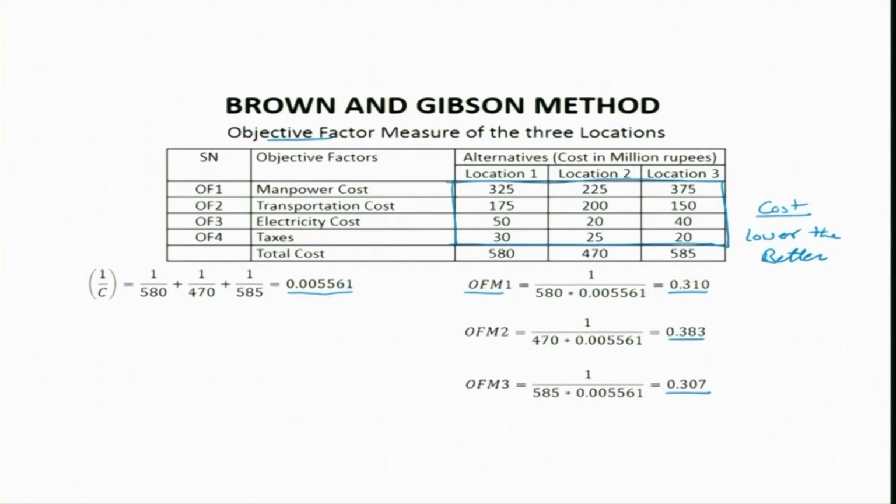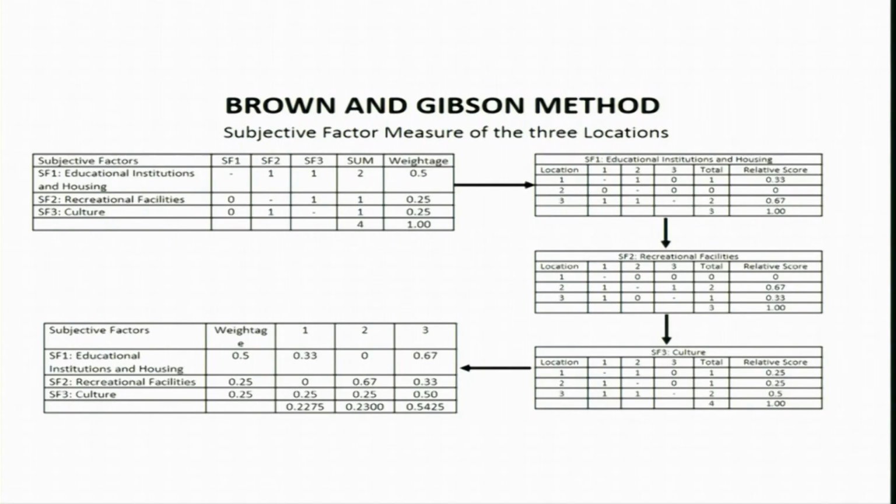Now, let us see how to calculate the subjective factor measures. So, friends, here we have considered 3 factors, that is SF1, SF2 and SF3. It is a pair comparison technique. We will compare factor 1 with factor 2, then factor 1 with factor 3, and then we will compare 2 with 3 also.